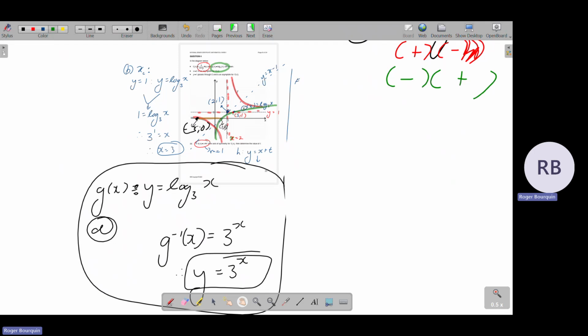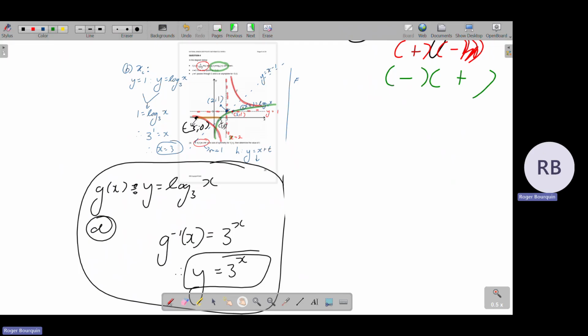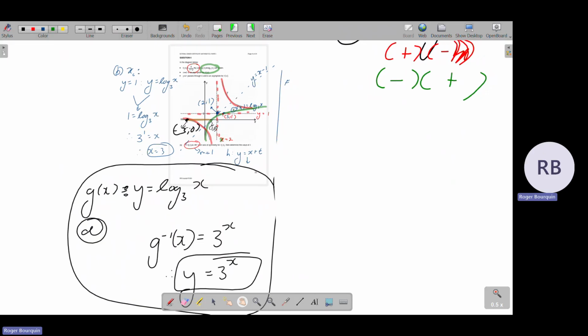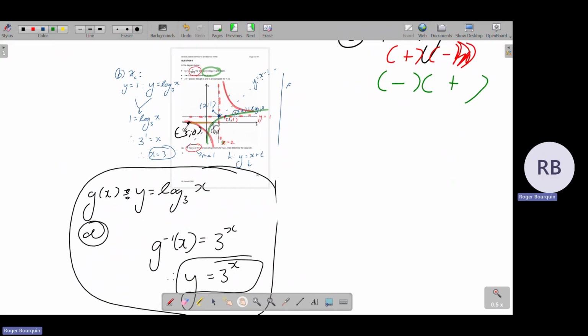At B, the green one crosses over. Can I include B? No, because if I times them together, the y coordinates will be 0, and it has to be less than 0. After B, the green graph becomes positive and the red graph is still negative. If I put a piece of paper there, the green graph after B is positive and the red one is negative. Is that what I want? Yes. So the question says, when does it happen?